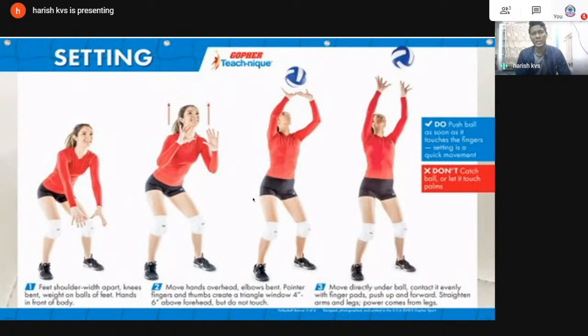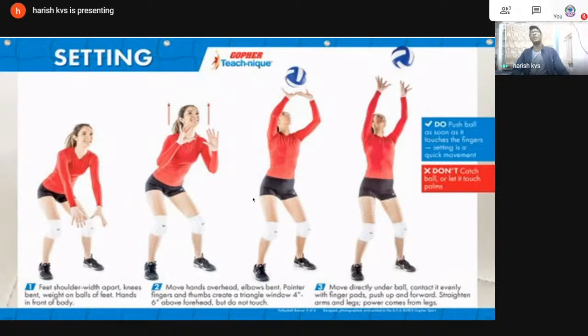You are bending your knees and raising your arms, showing your hands towards the upward direction, and you are touching the ball with your fingertips. You can touch the ball only with your fingertips. Then only it is called setting. If you are catching the ball and throwing it after holding the ball for a fraction of a second, then it is termed a committed foul by the umpire. So setting is as easy as that.